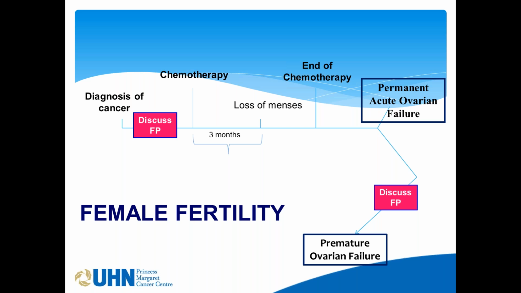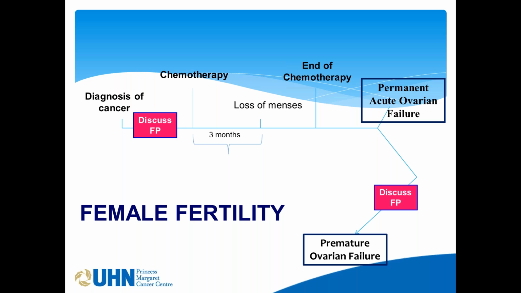What happens to young women is that once they receive chemotherapy, they can lose their menses or their periods within 3 months. Some women that I follow never fully lose their period, but it can happen, and it does not necessarily mean that you won't have future fertility.